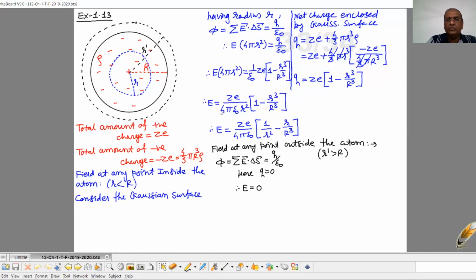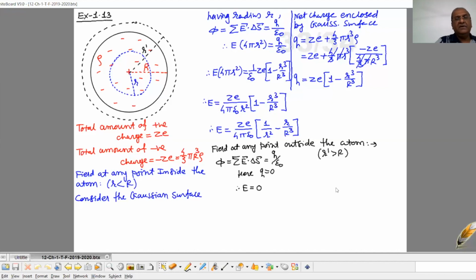Therefore E equals, taking this 4 pi r square to the right hand side, Ze upon 4 pi epsilon 0 r square into 1 minus r cube upon R cube. Therefore E equals Ze upon 4 pi epsilon 0, taking this r square inside the bracket, 1 upon r square minus small r upon capital R cube. This is the electric field at any point inside the atom which is situated at distance small r from the center of the atom.